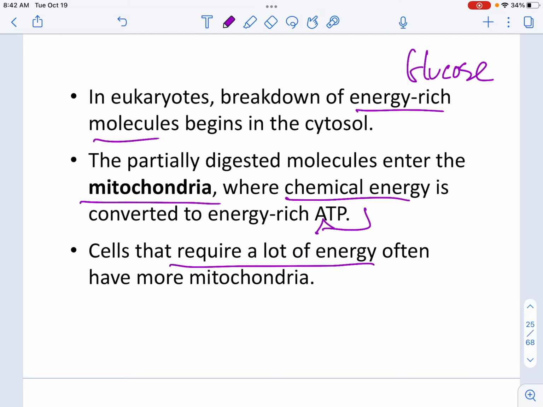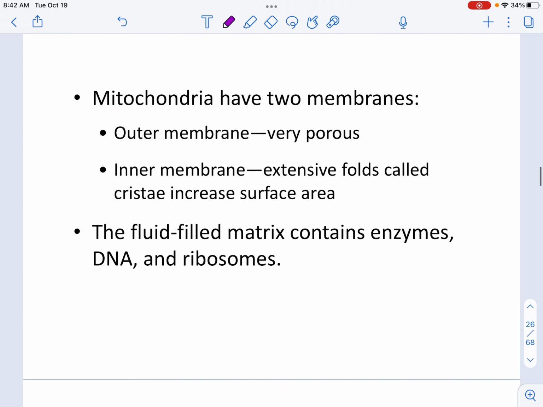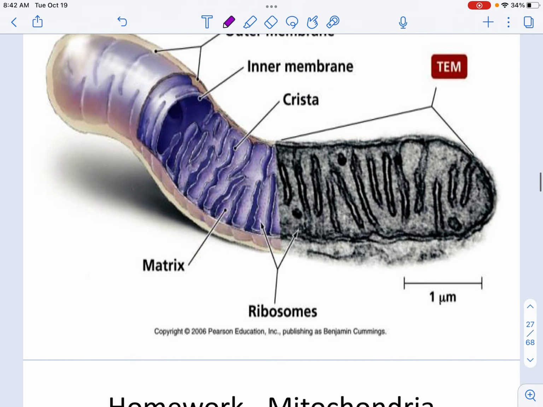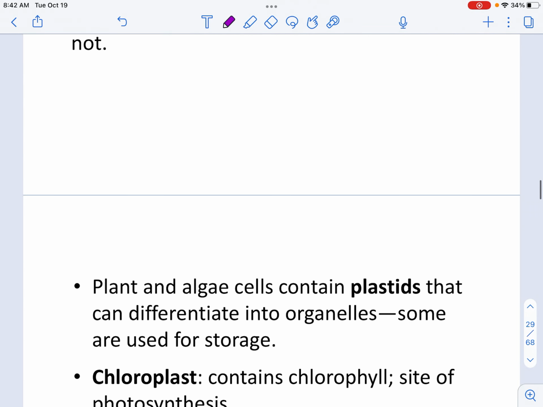Cells that require a lot of energy, thinking like liver and heart cells, have a lot of mitochondria. Mitochondria have two membranes, outer and inner, very porous. Of course, we gotta get stuff in and out. And then there are extensive folds. Here's a picture of it, outer and inner membrane. You can see there are ribosomes in there, the matrix. This is a transmission electron microscope image, 1 micrometer, so we're crazy zoomed in there.